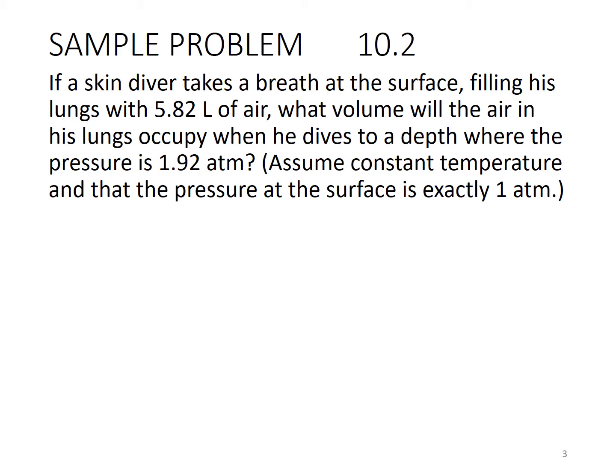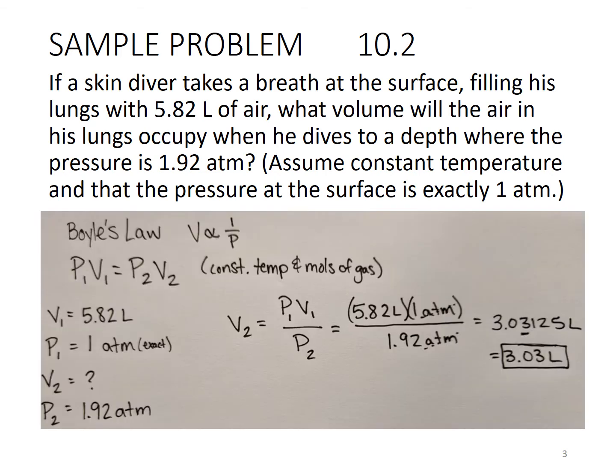Okay, so we're assuming constant temperature, and we're assuming that no gas is leaving or coming into their lungs when they're underwater, which I think is a fair assumption. So that means that we can use Boyle's law, because we have constant temperature and constant number of moles of gas in his lungs. So this is the setup. We have P1 V1 equals P2 V2. I would label all these variables.